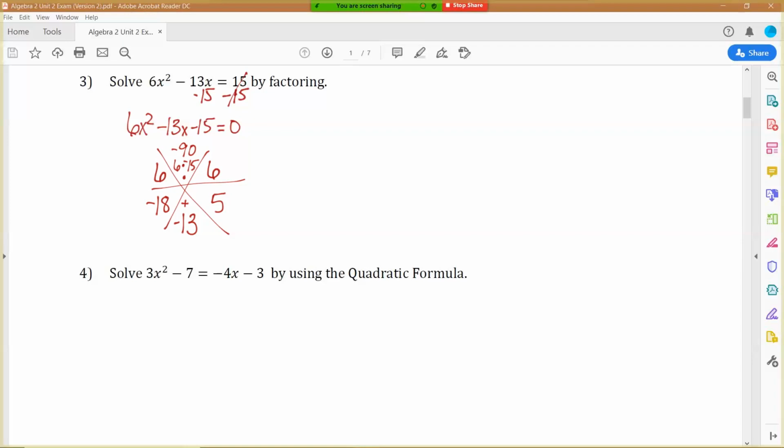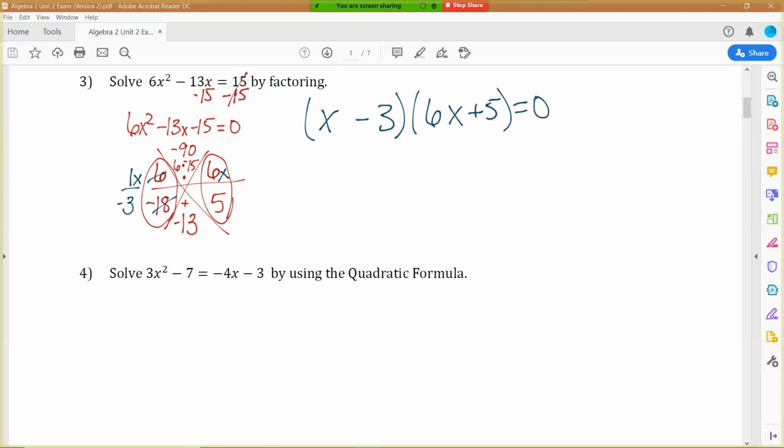So this time I have 6's on top, so I know one of my two sides or fractions over here will reduce. So I can reduce the 6 and the negative 18. I can divide them both by 6. 6 divided by 6 is 1. Negative 18 divided by 6 is negative 3. So then I'm adding my x's up top, and those are my two factors. So x minus 3 and 6x plus 5 still equals 0.